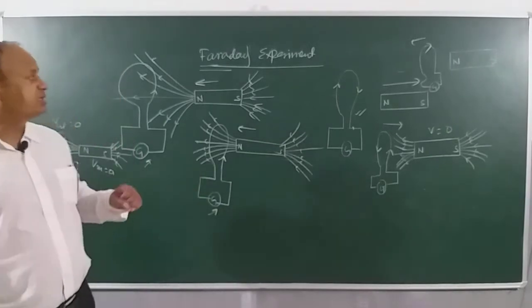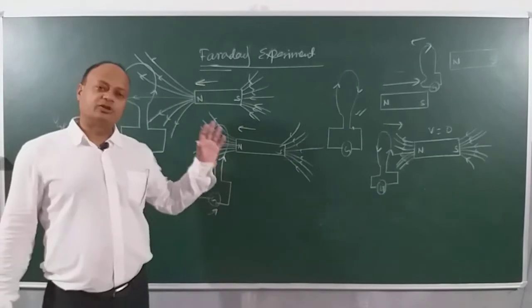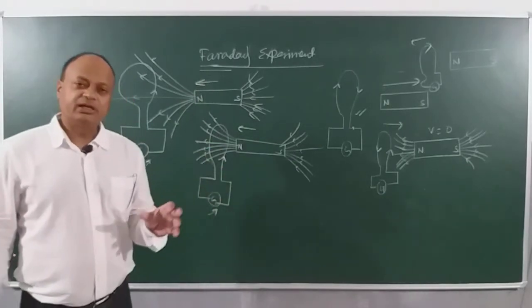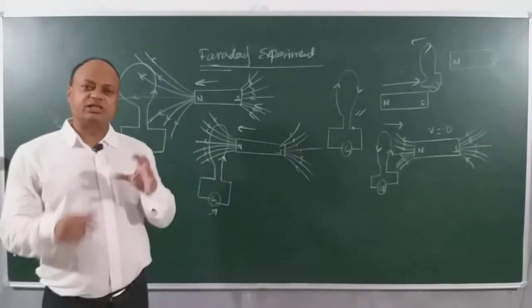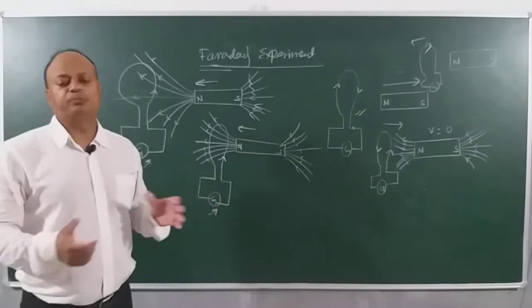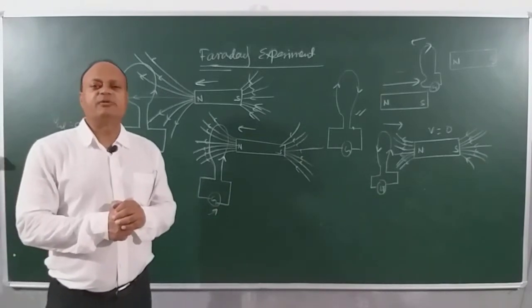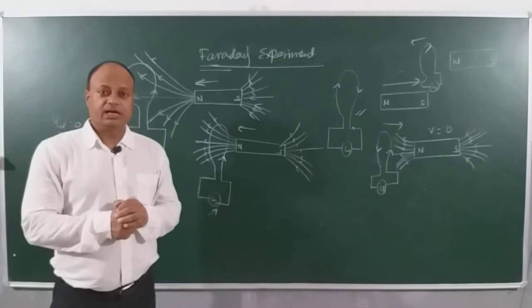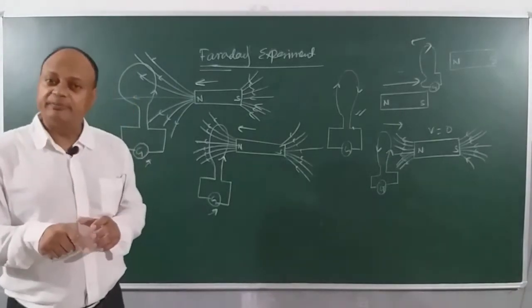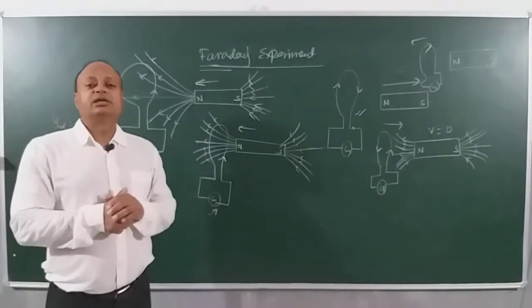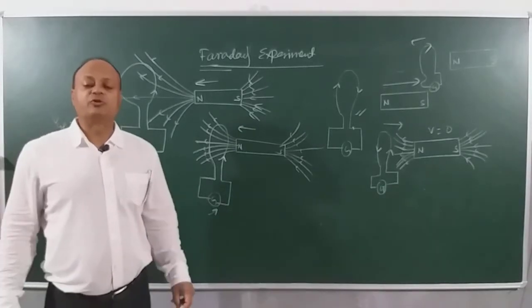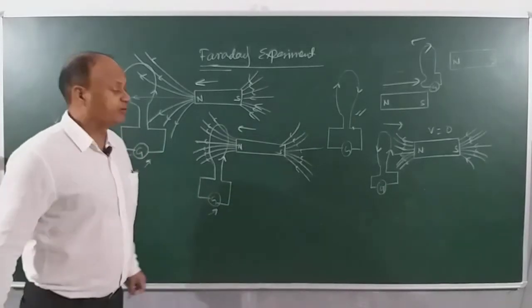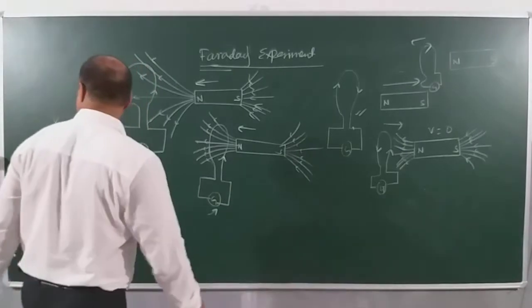So based on this experiment, Michael Faraday concluded that whenever there is a change associated with the coil or any closed loop, then an EMF is what? Produced. And if EMF is produced, current will also be produced, and this phenomenon is called electromagnetic induction. Okay. So let's define what is electromagnetic induction.